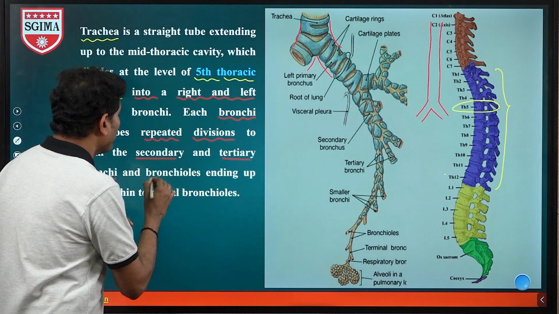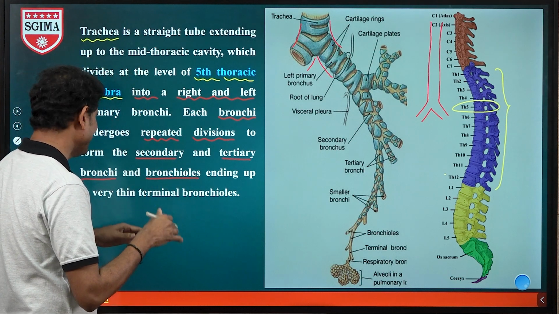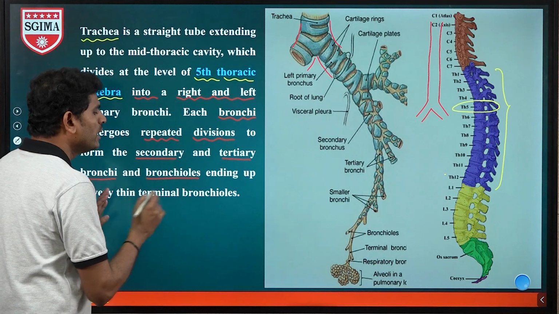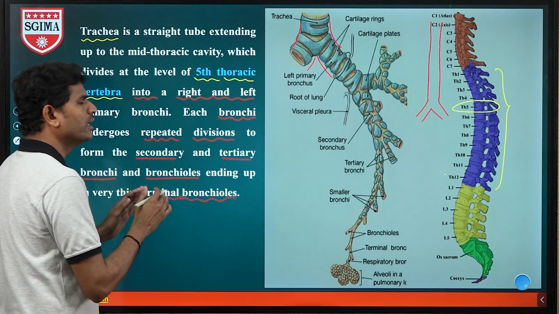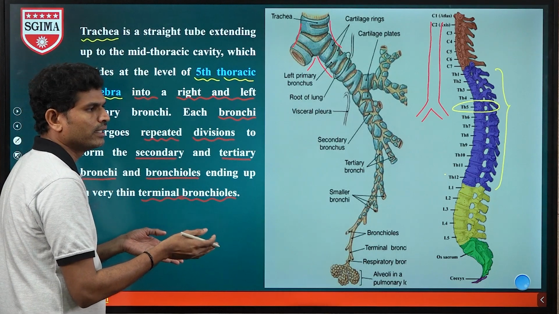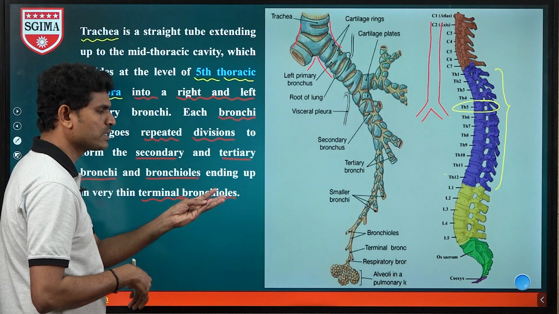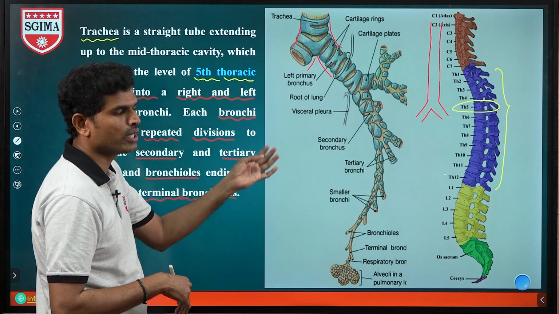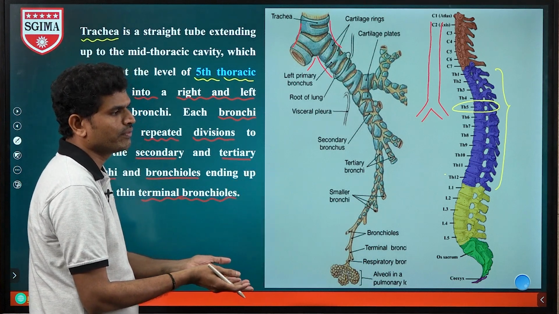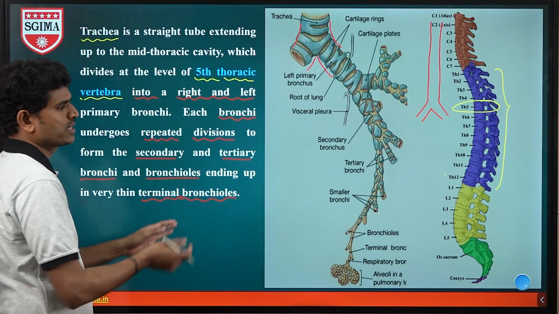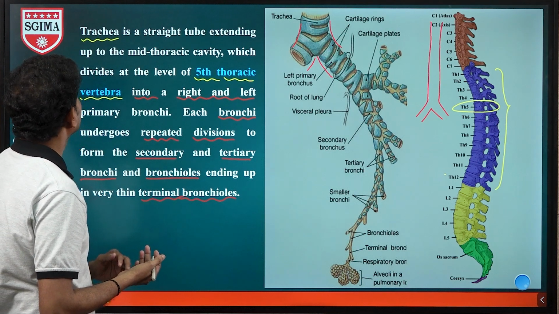Bronchi finally divide into bronchioles, ending up with very thin terminal bronchioles. But here the terminal bronchiole is not the end. It further divides into respiratory bronchioles and alveolar ducts, and alveolar ducts finally end in alveolar sacs. Alveolar sacs communicate with alveoli, the final structures. This much division can happen, and I will explain it further.